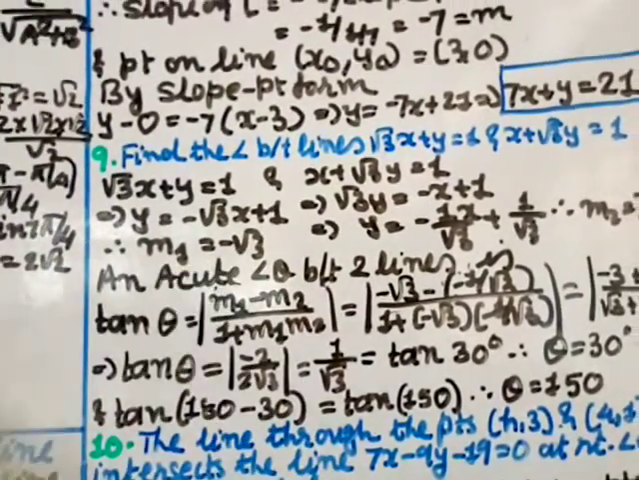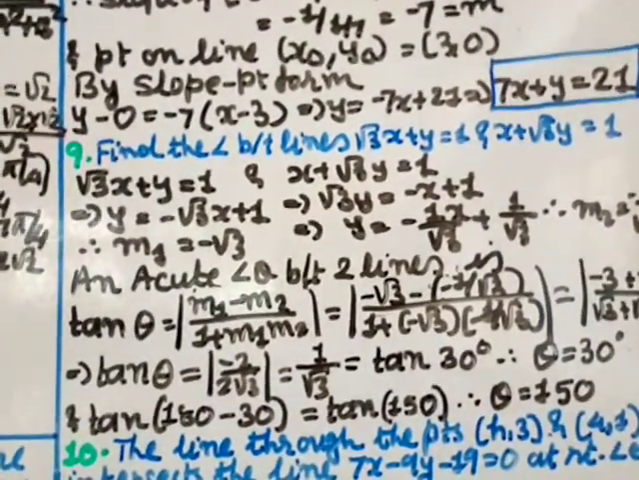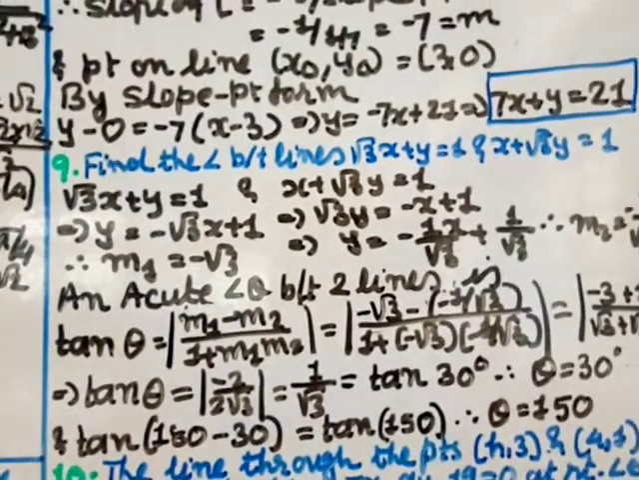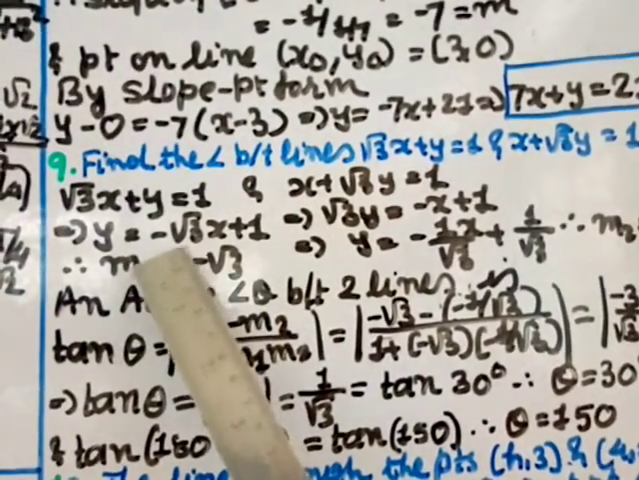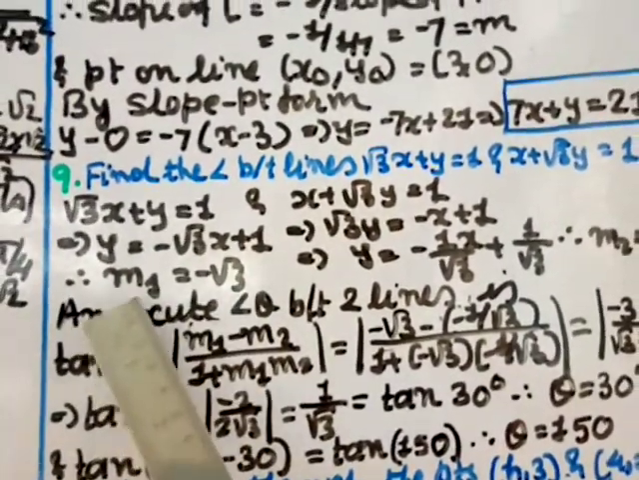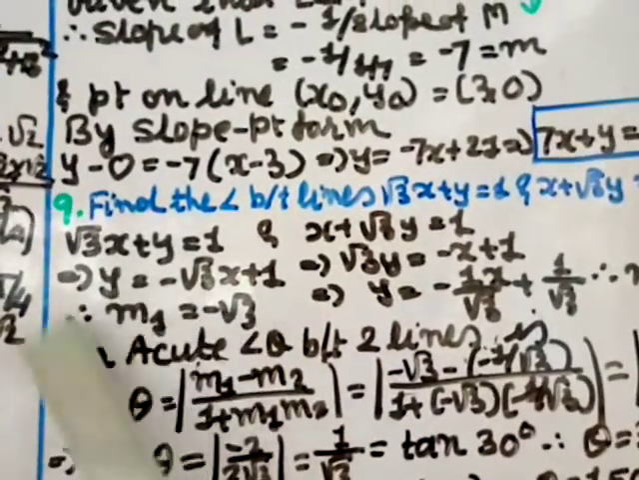Now if you compare this with y is equal to mx plus c, the coefficient of x will give you the slope. So your coefficient of x is minus root 3, so that is the slope of the first line, m1 is equal to minus root 3.